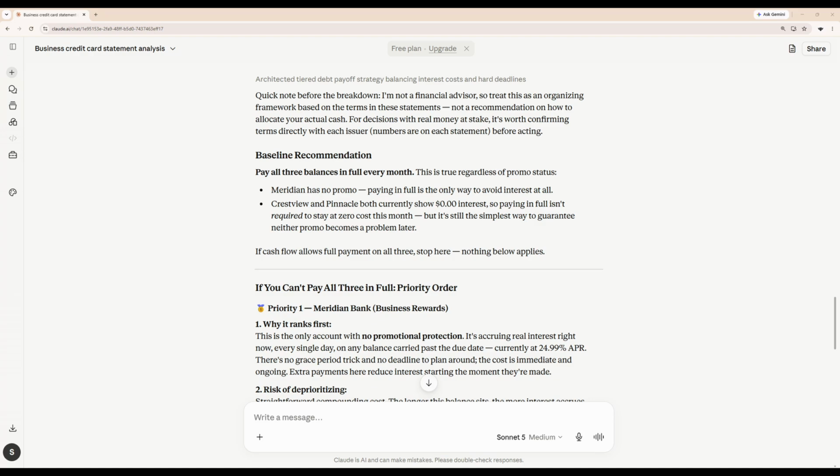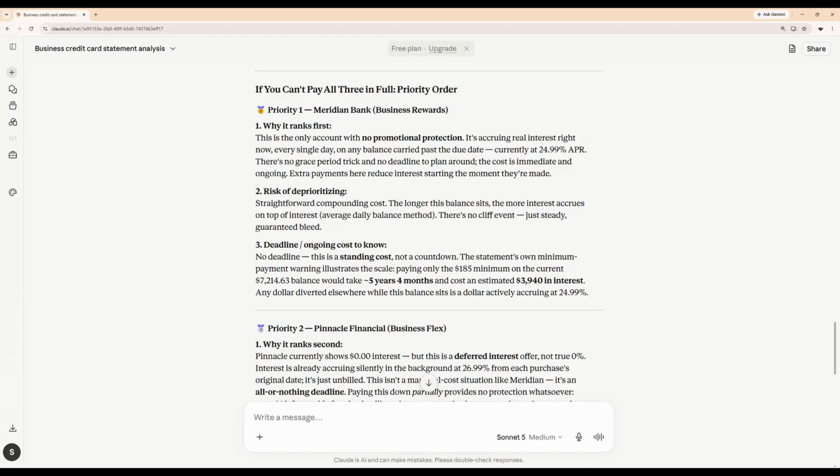Baseline first. Pay all three in full every month, and none of this matters. No interest on any card, no deadline pressure, no math to do. That's the move if cash flow allows it. And if it doesn't, here's where it gets useful.